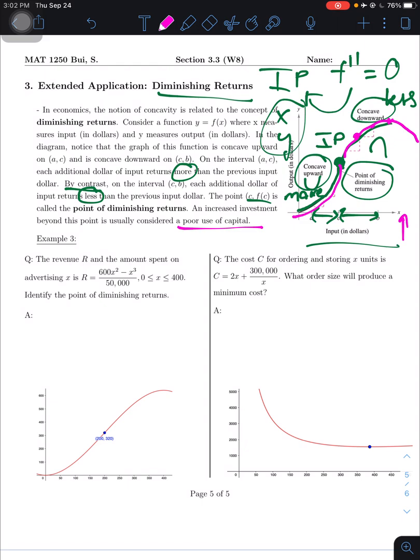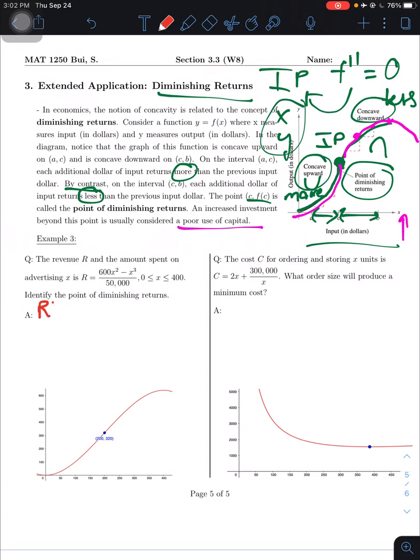All right, so let's apply that to the application problem that we have here. The revenue R and the amount spent on advertising x is given by that function, where x is between 0 and 400. Identify the point of diminishing returns. What does it mean? We have to find the second derivative, set it equal to 0, solve for x, solve for y. That's the whole thing we have to do. So let's get it done.